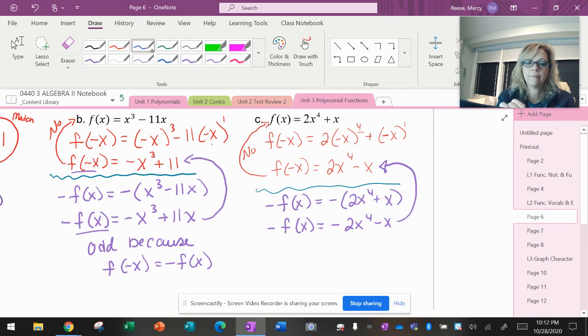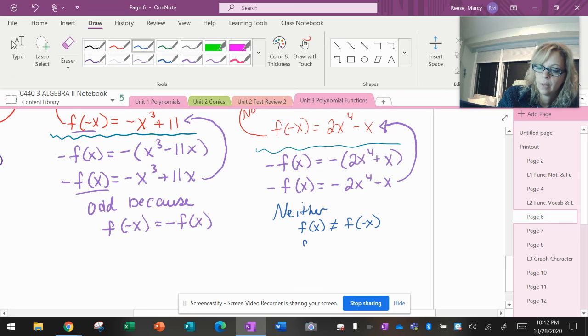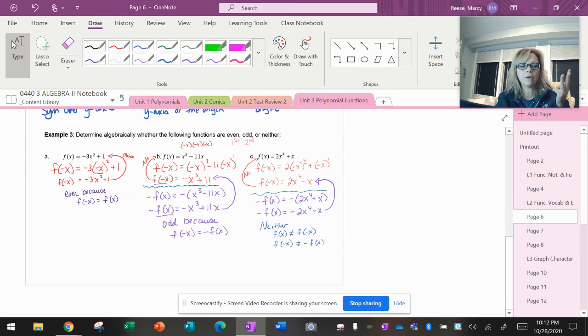So because that is the case, we don't have either. So we're going to say it is neither. And you've got to state this: f of x does not equal f of negative x, which would be even, and f of negative x does not equal negative f of x. Okay? So you've got 3 scenarios there: even, odd, or neither.